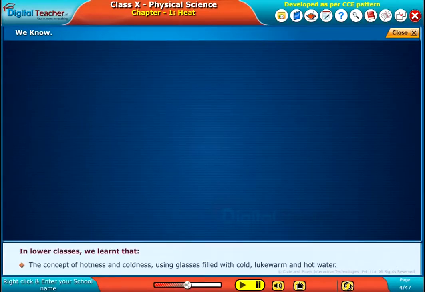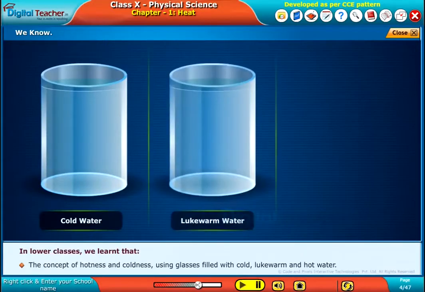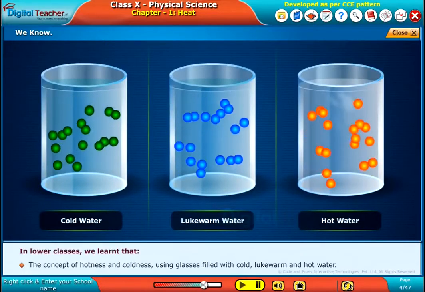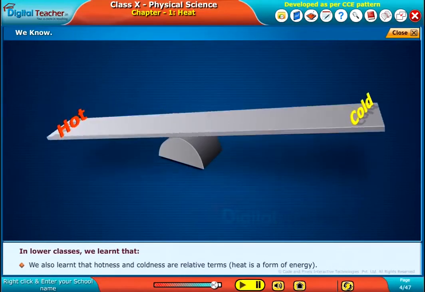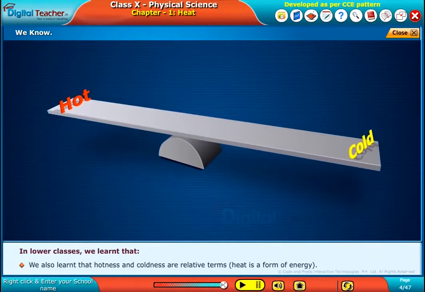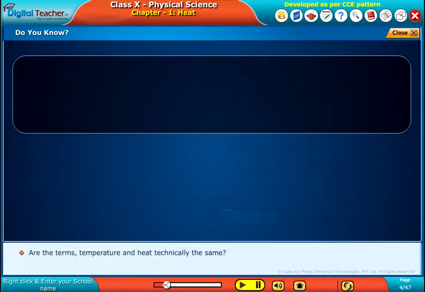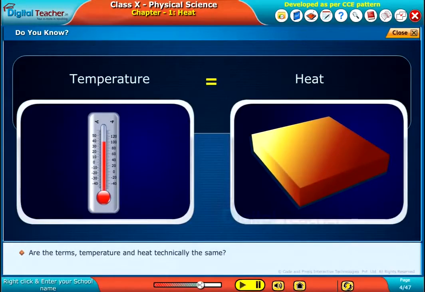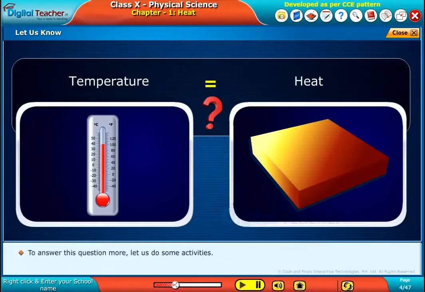The concept of hotness and coldness was explained using glasses filled with cold, lukewarm, and hot water. We also learned that hotness and coldness are relative terms. Heat is a form of energy. Are the terms temperature and heat technically the same? To answer this question, let us do some activities.